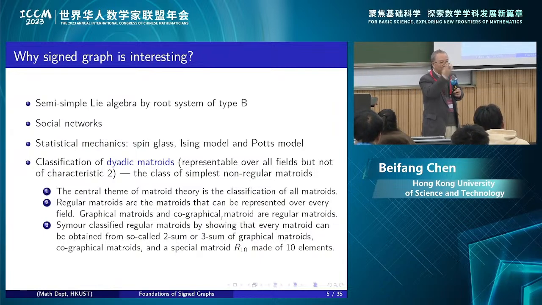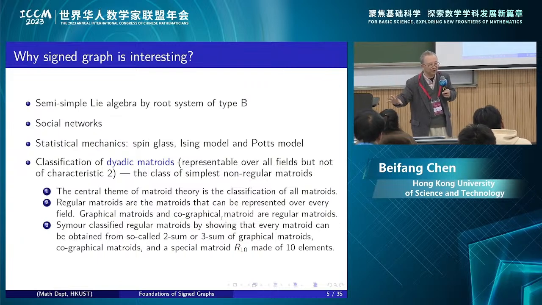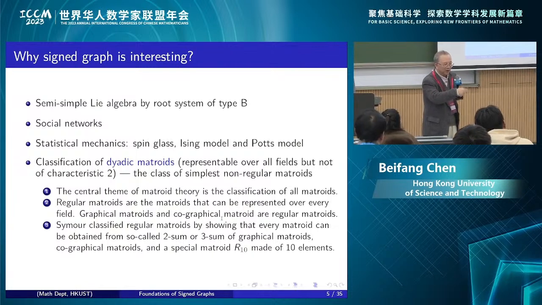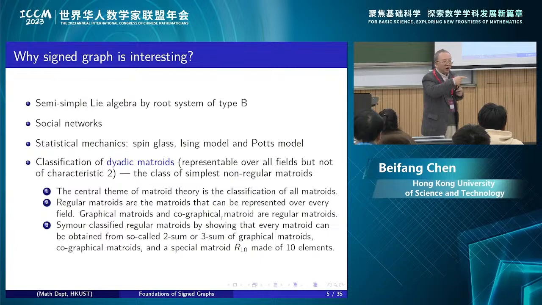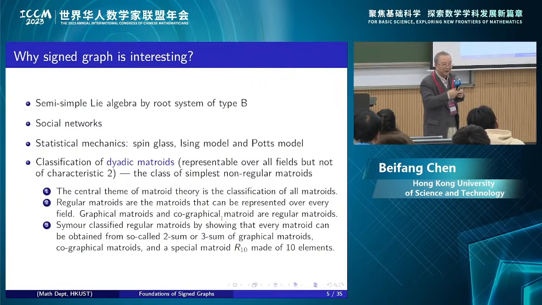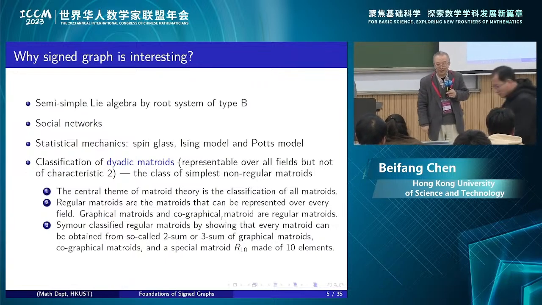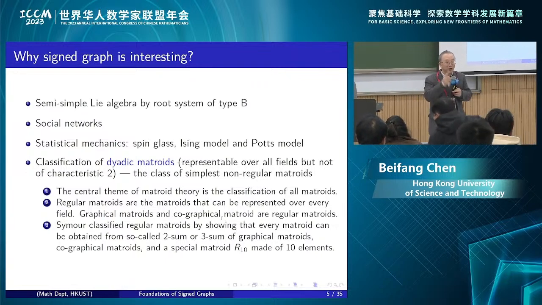They just abstract those properties. For an arbitrary abstract set, you take a class of subsets which satisfy the properties of the subsets of a finite set of a given vector space. You abstract those axioms and then define the matroid. That's how a matroid is defined, and most matroids come in this way.